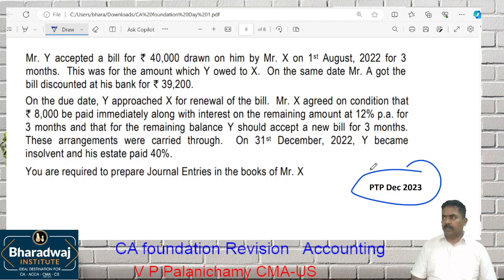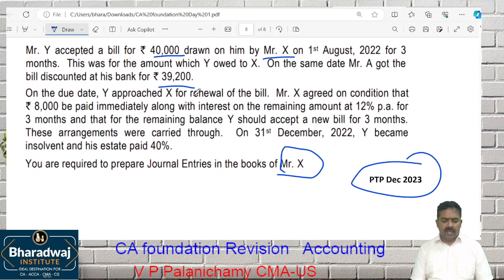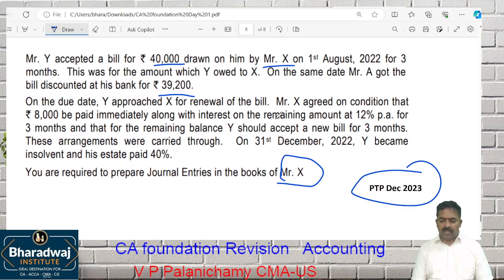Who accepted the bill? Y accepted a bill of 40,000 drawn by X. So in the books of X is what the question asks. So X is drawing the bill. The amount was already owed by X. On the same date, he got the bill discounted for how much? 39,200. On the due date, Y approached X for renewal of the bill. X put the condition that 8,000 be paid immediately. The remaining will be paid at what? 12% per annum for 3 months. For the remaining balance, they should accept a 3 months bill.